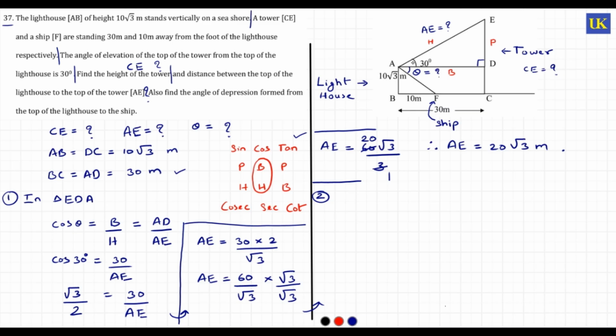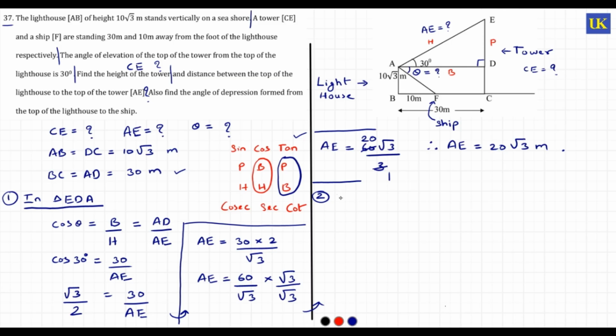With the same logic, we can go here. We can consider triangle EDA. But now we will be needing this side. So we need perpendicular and base, and perpendicular and base we get in tan. So this time we have to use the tan formula.